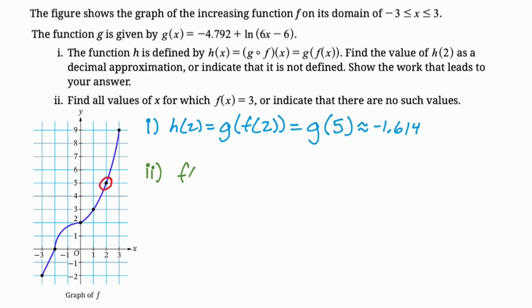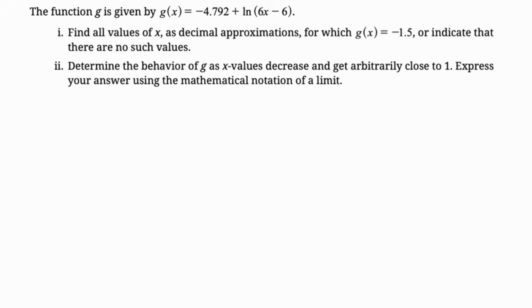The next part, find all values of x for which f of x equals 3. So we're trying to solve f of x equals 3. Now what I'll do is go to the graph of f, put a horizontal line at y equals 3, and then that intersection point is (1, 3), so I know that x equals 1 generates a y value of 3 for the function f. And that's part A of this question. Let's take a look now at part B.